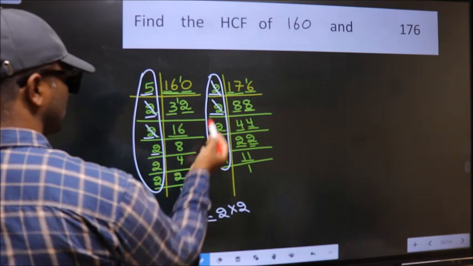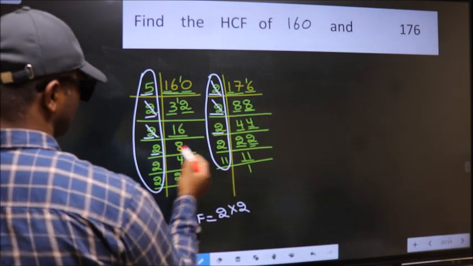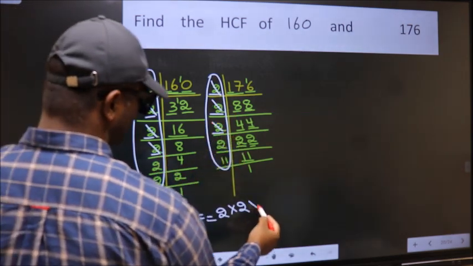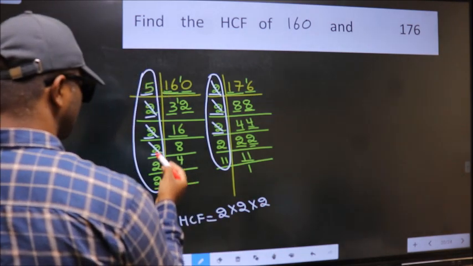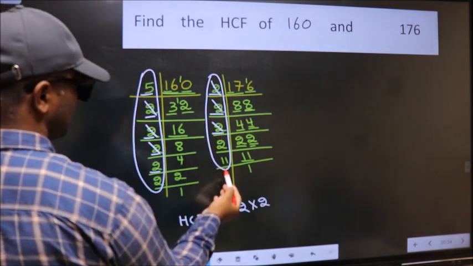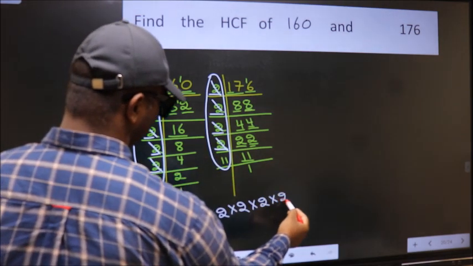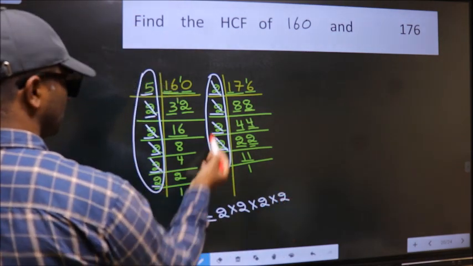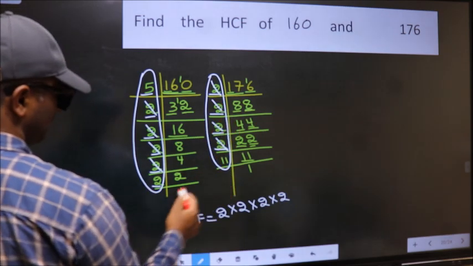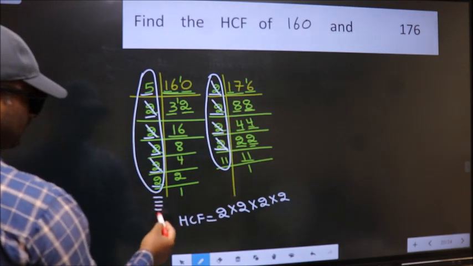Next number 2. Do we have 2 here? Yes. So cut 2 right here. Next number 2. Do we have 2 here? Yes. So cut 2 right here. Next number 2. Do we have 2 here? No. No more numbers have been left out.